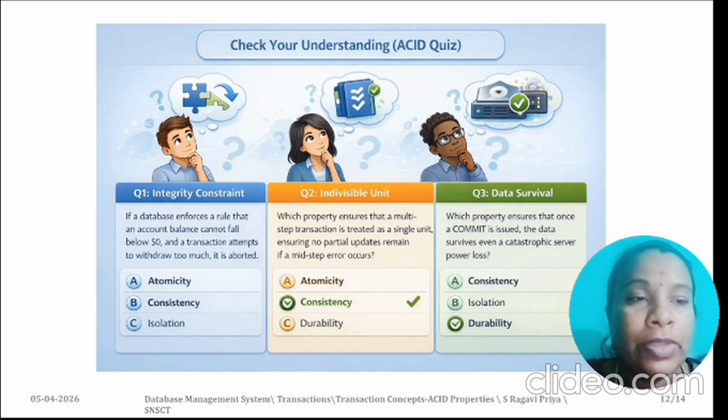Next one is data survival. Which property ensures that once a commit is issued, the data survives even a catastrophic server power loss? Durability.